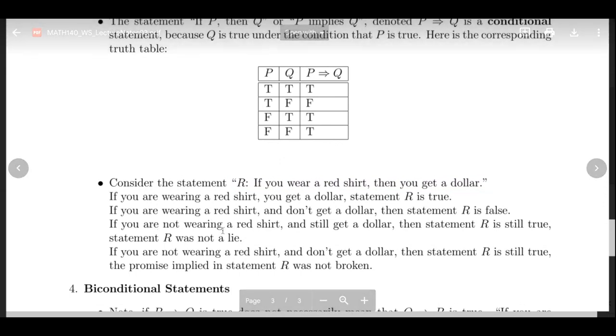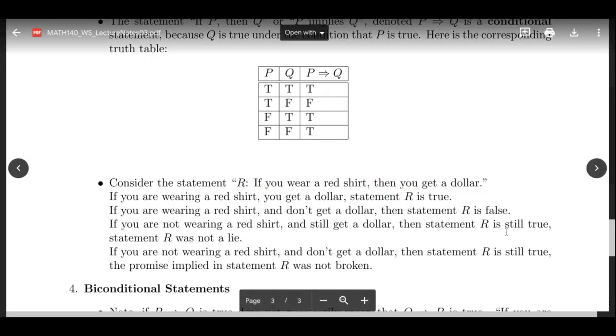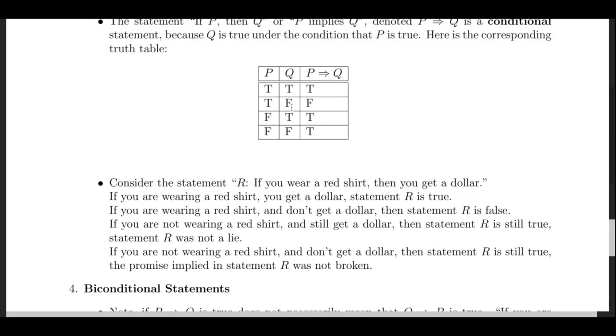Then if you are not wearing a red shirt, you still get $1, and the statement is still true. That's the third row of the truth table, because you get $1 anyway. If you're not wearing a red shirt, but you still get $1, the statement R is still true.